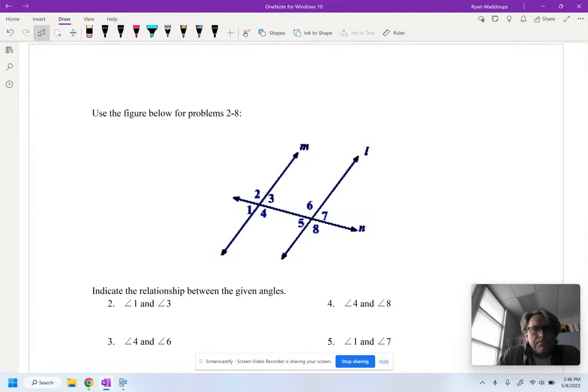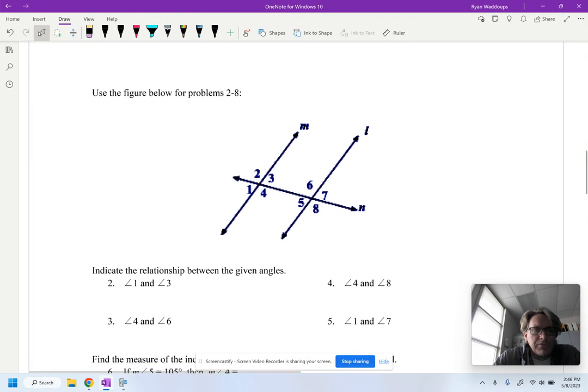Hi, welcome back. This is the Unit 11 review, and we're going to continue on here with problem 2. It says, use the figure below for problems 2 through 8. Indicate the relationship between the given angles. So 1 and 3. So here's 1 and here's 3.